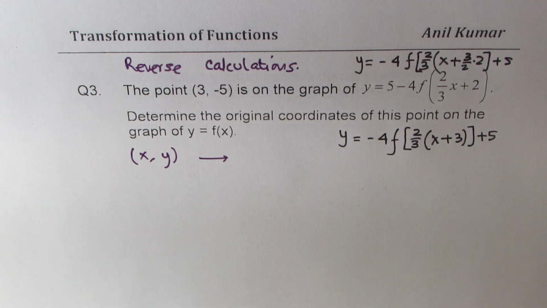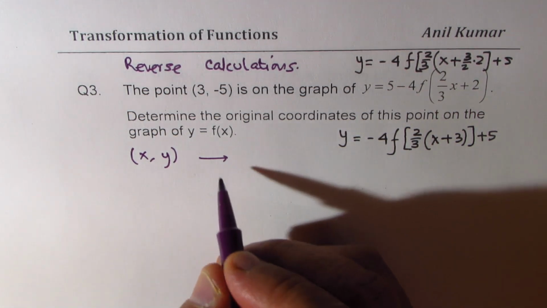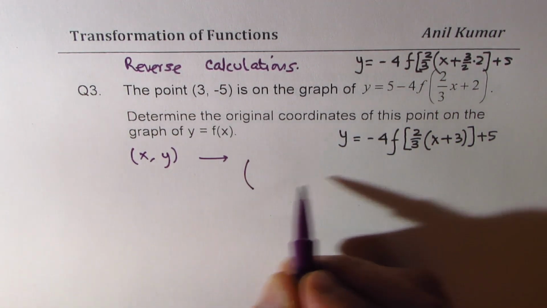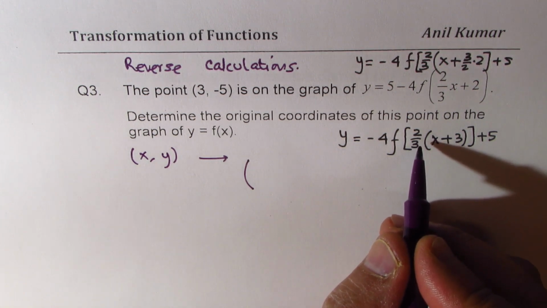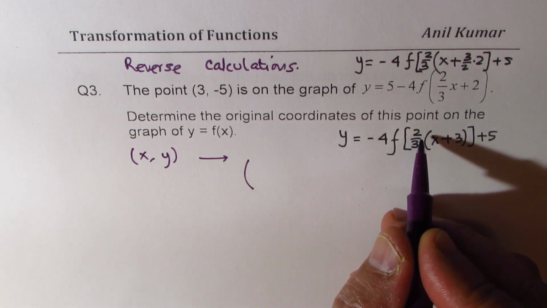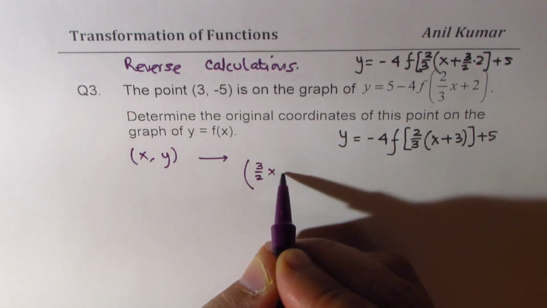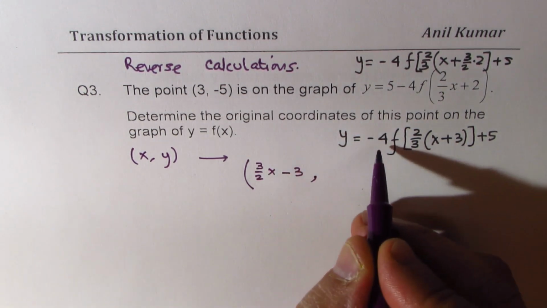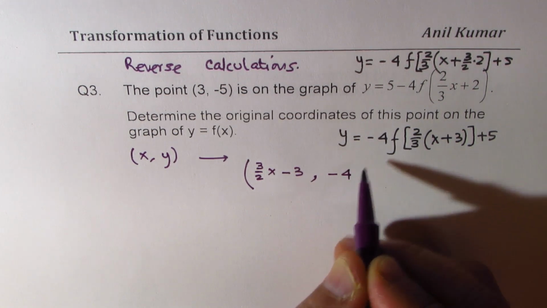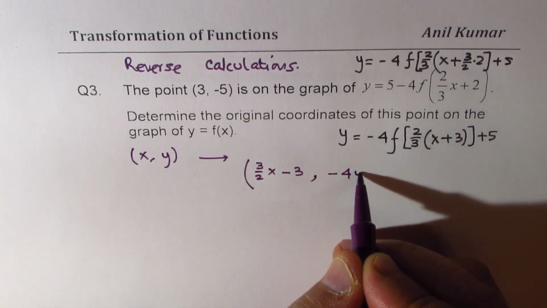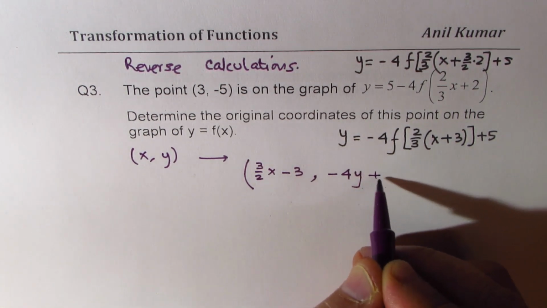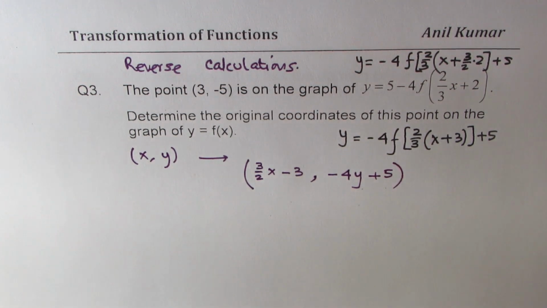And now we can write down the transformed points, right? Let me just take a step back here. The x values will get multiplied by 3/2, so we get 3/2 of the original x value minus 3. As far as the y value is concerned, they'll get multiplied by -4, and then you have to add 5. Do you get the idea?